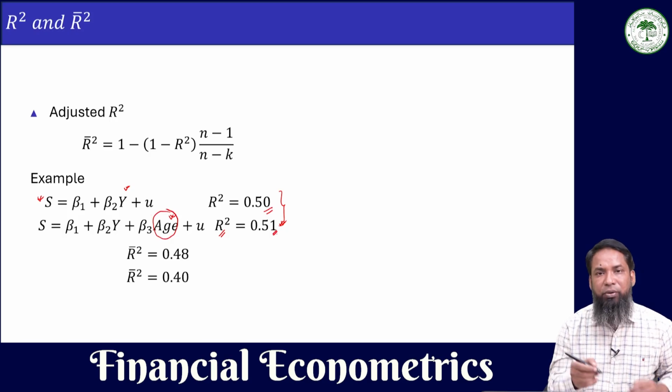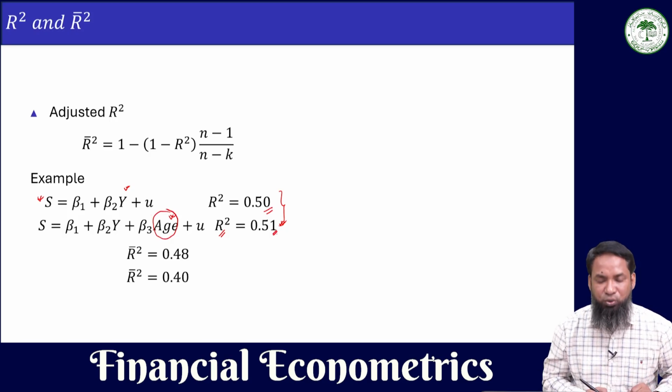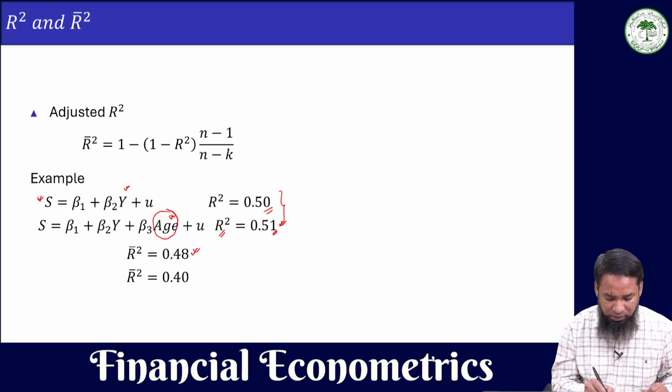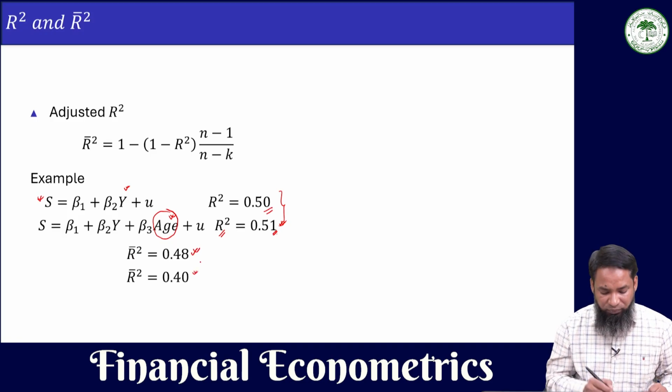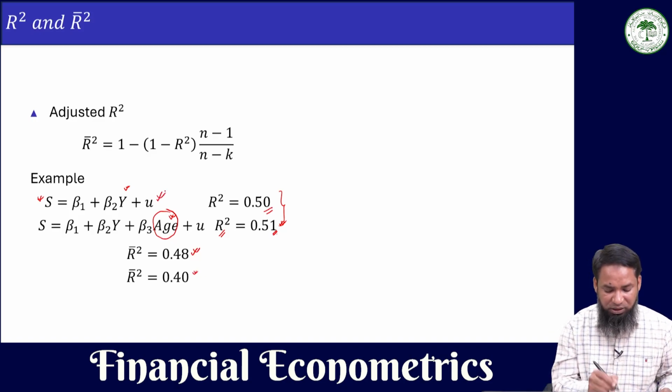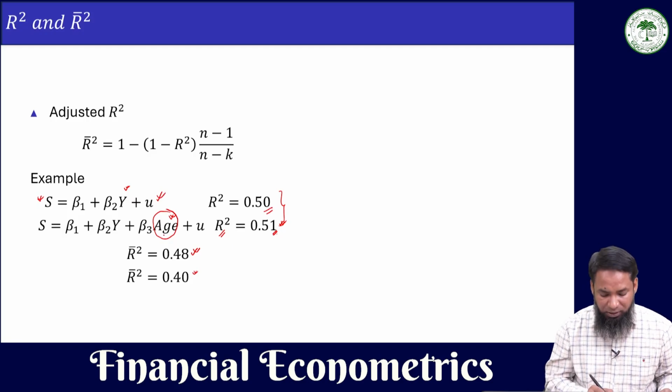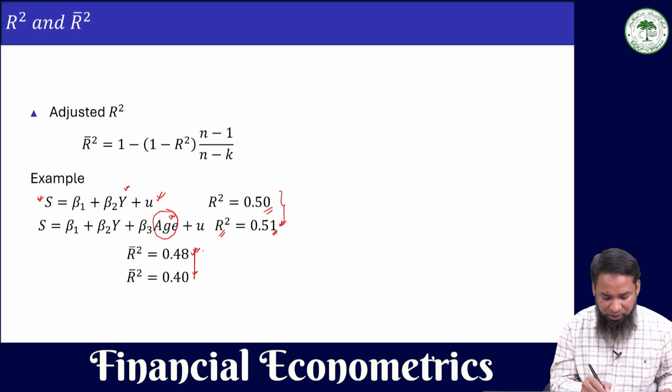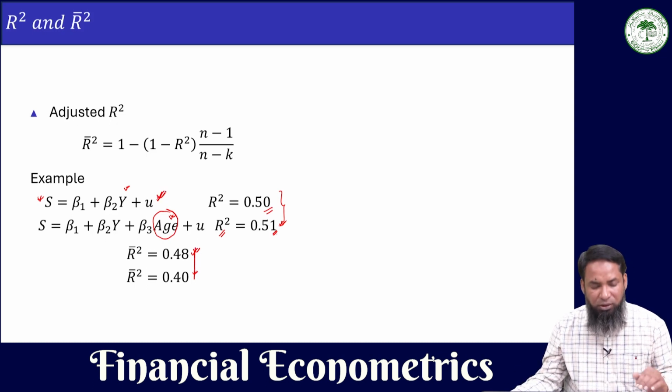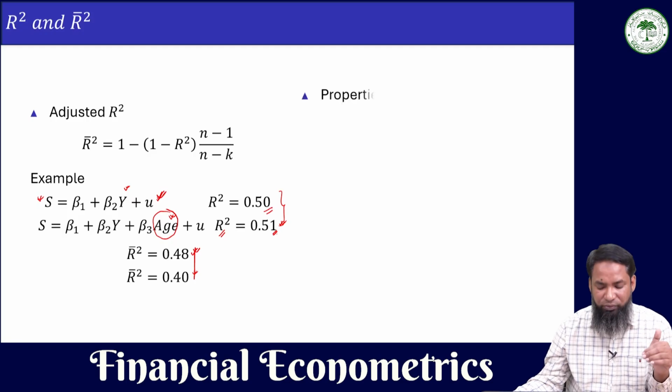Therefore, what we will do, we will go to the adjusted R square. So the adjusted R square values are 0.48 and 0.40. From this it is obvious the first equation fits better compared to the second equation. So based on this, we will make the decision, we will choose this. So that's basically the adjusted R square we are concerned with.